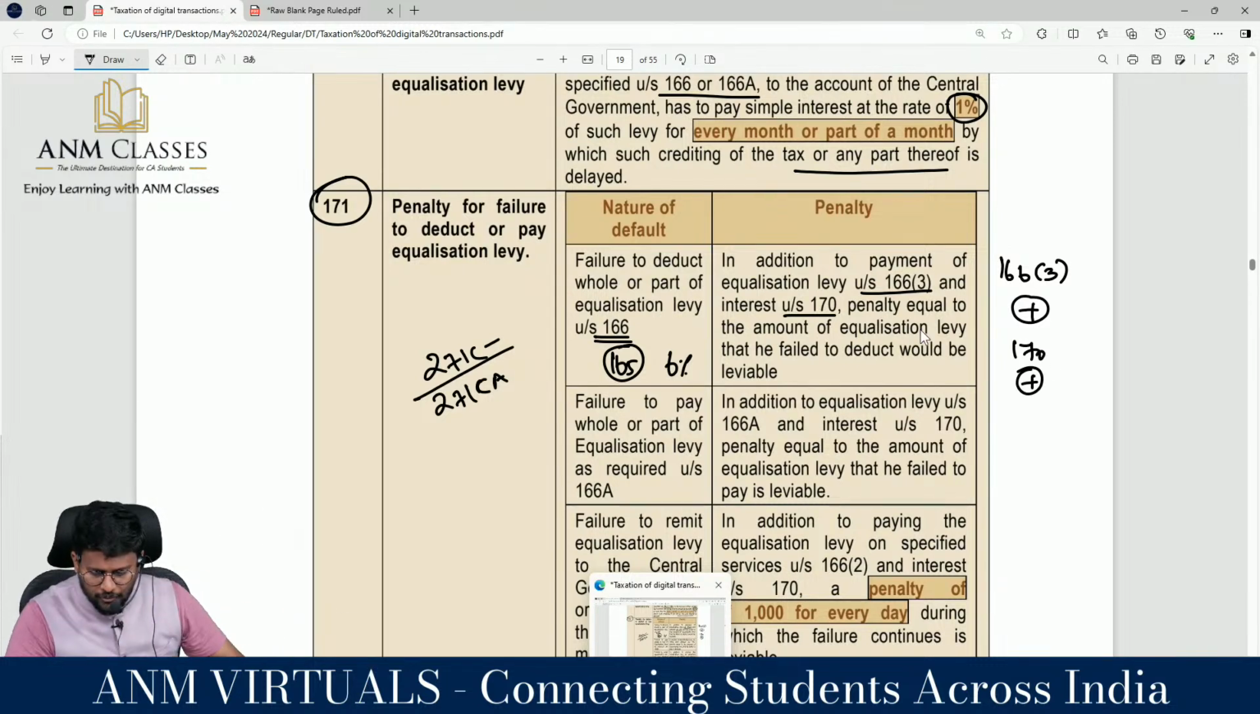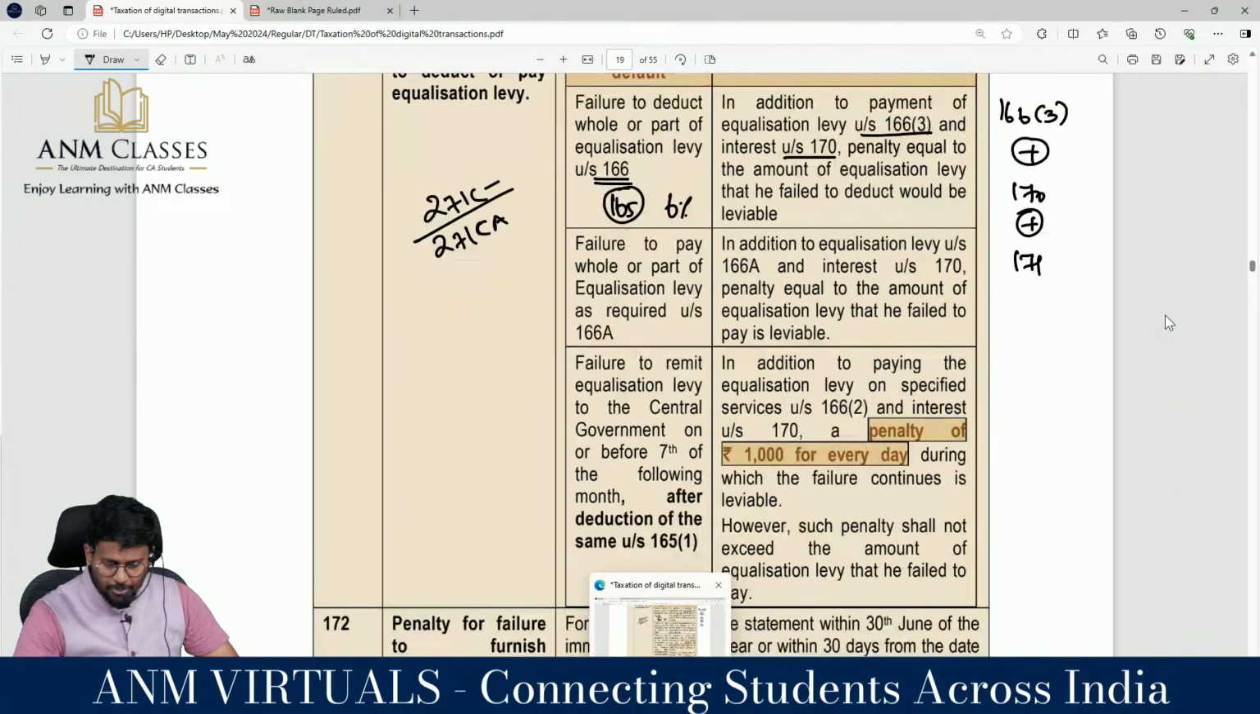Penalty equal to the amount of equalization levy that he failed to deduct would be leviable. Similar amount, அதே 6%, 171 ல என்னவாவும் கட்டணும்? Penalty ஆவும் கட்டணும். அப்போ ஒழுங்கு மரியாதையை பிடிச்சிரு. இல்ல சார், equalization levy ஒரு வாட்டி, interest then என்ன, also penalty.